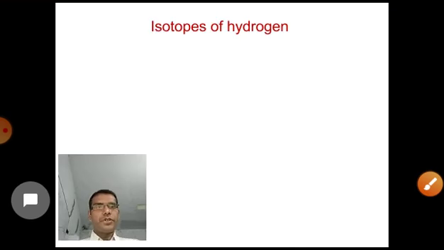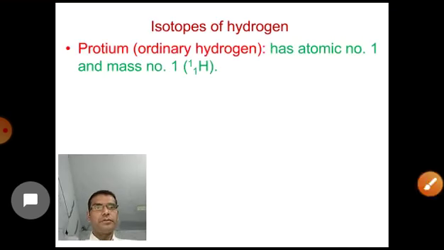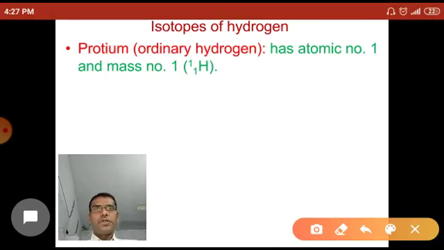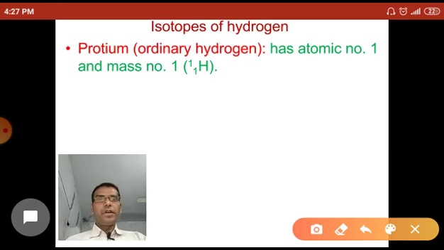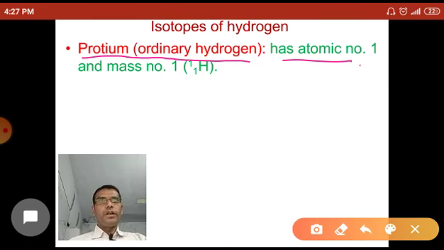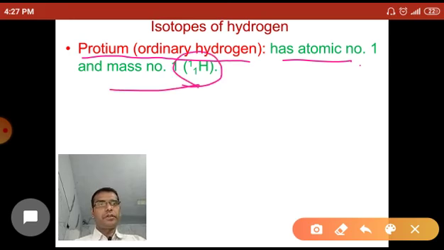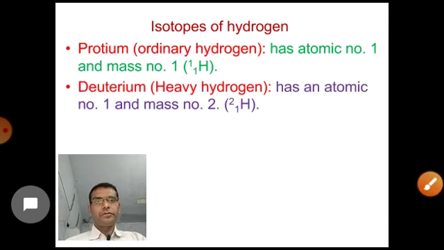Isotopes of hydrogen. So first, what are isotopes? Isotopes are elements having the same atomic number but different atomic masses. All these elements are called isotopes. Hydrogen has three isotopes. Protium is called the ordinary hydrogen. It has atomic number one and mass number one, and its symbol is H 1 1.